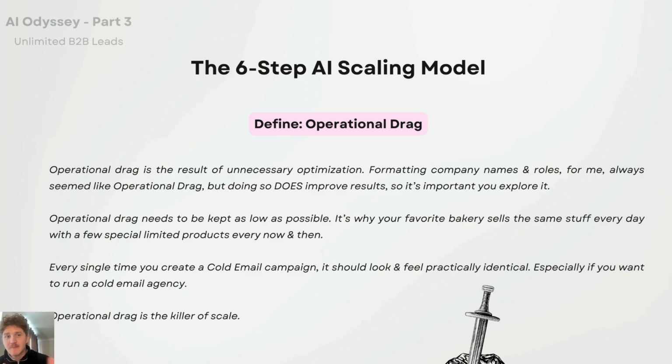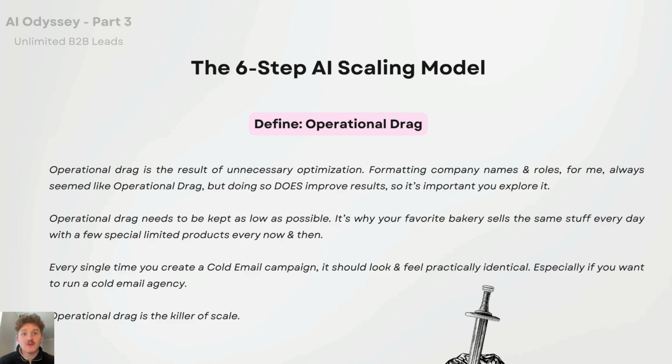It's why your favorite bakery sells the same stuff every single day and occasionally has a few limited products, right? It's because it's systemized. And a really, really good book for this is E-Myth Revisited by Michael E. Gerber. He talks about how to build a good business, it needs to be completely copy-paste every single time. It's how McDonald's have made tens of billions.